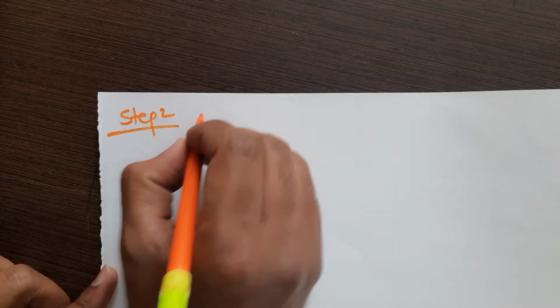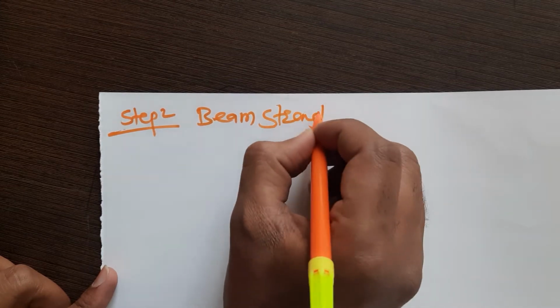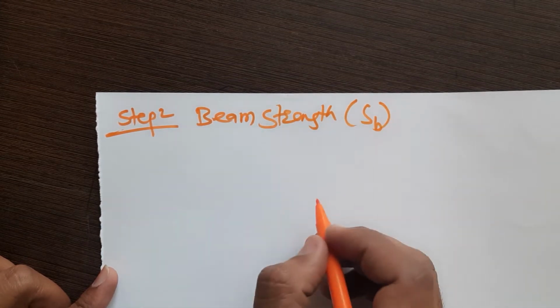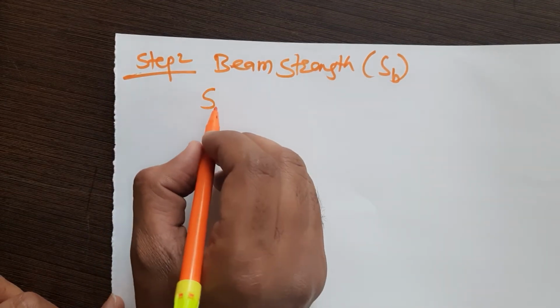And second step will be beam strength, SB, beam strength of weaker element. So beam strength of helical gear is given by sigma B.